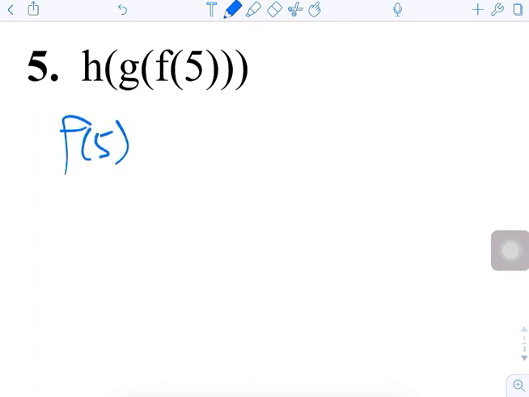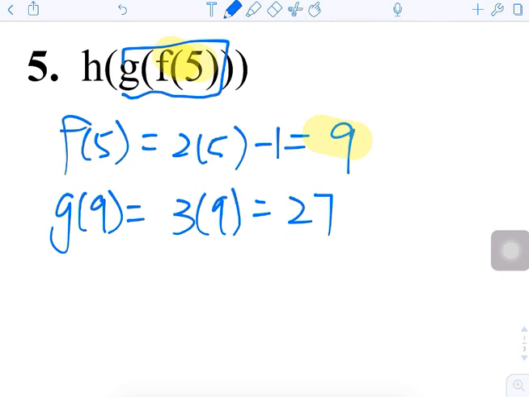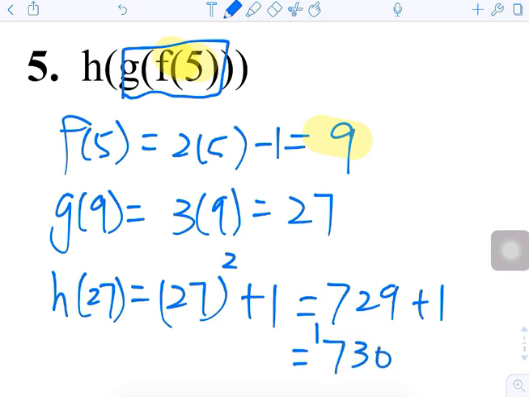Okay, so again, H, G, F, just a different order and a different kind of operation. So I'm going to start with the inside. So 2 times 5 minus 1, which will be 9. Now that's the inside part right there. Now I'm going to do g of 9, which will give me 3 times 9, which will be 27. And then finally, I'm going to replace the middle part with 27. And now it's going to be h of 27. If I remember correctly, it's something squared plus 1. And if you don't remember, always go back and check. 27 squared will be 729 plus 1, which I'll have 730.